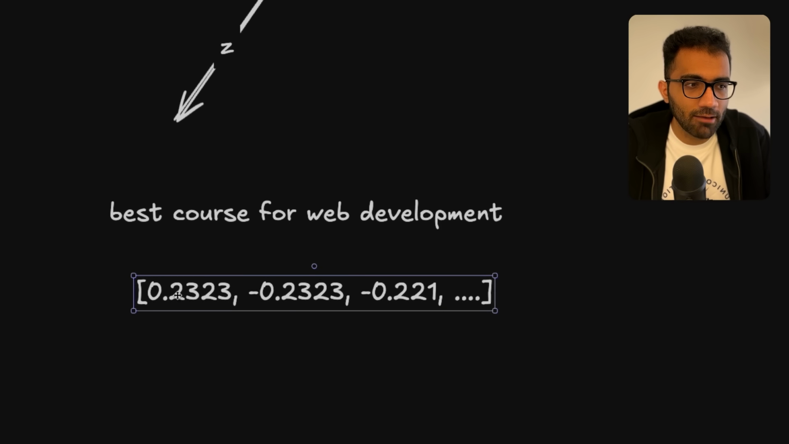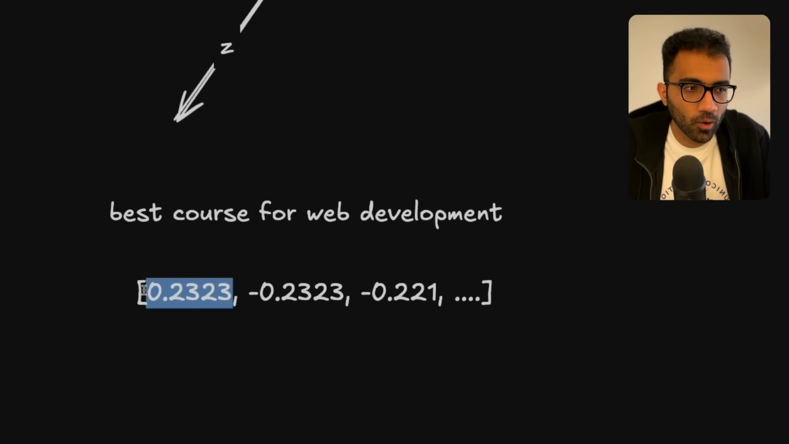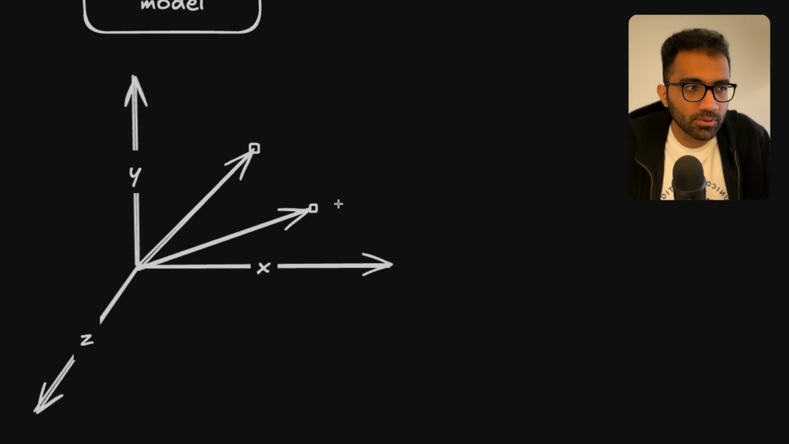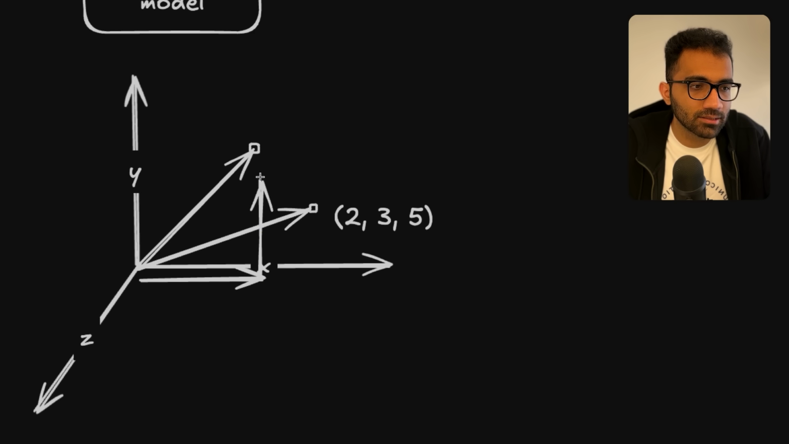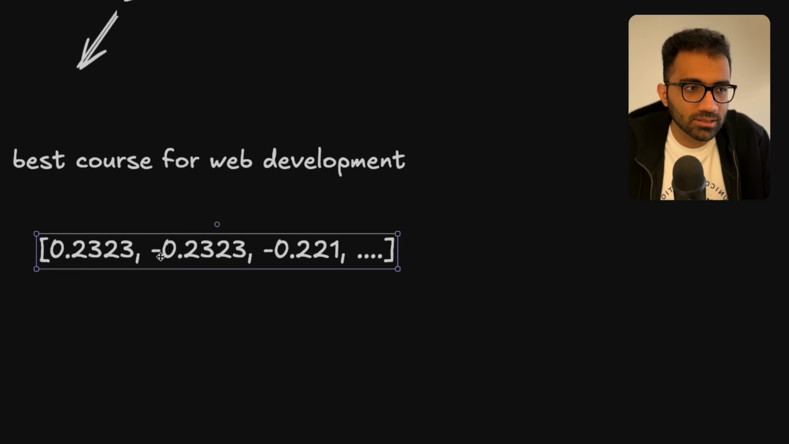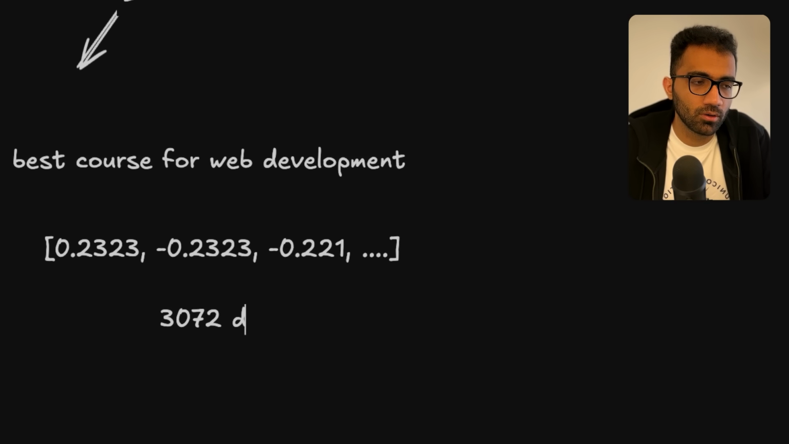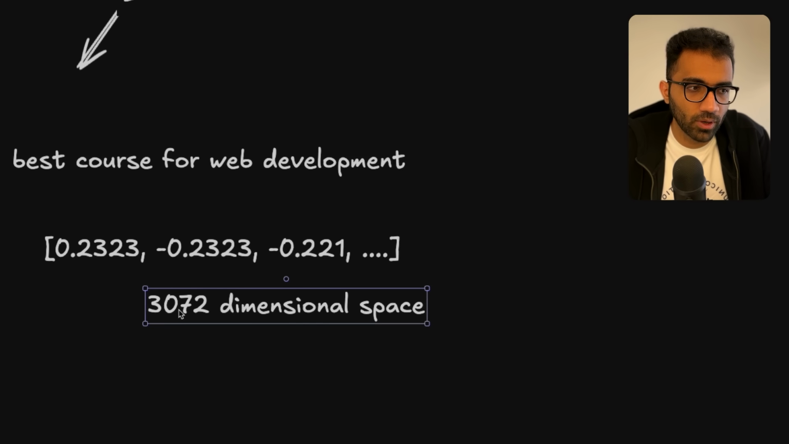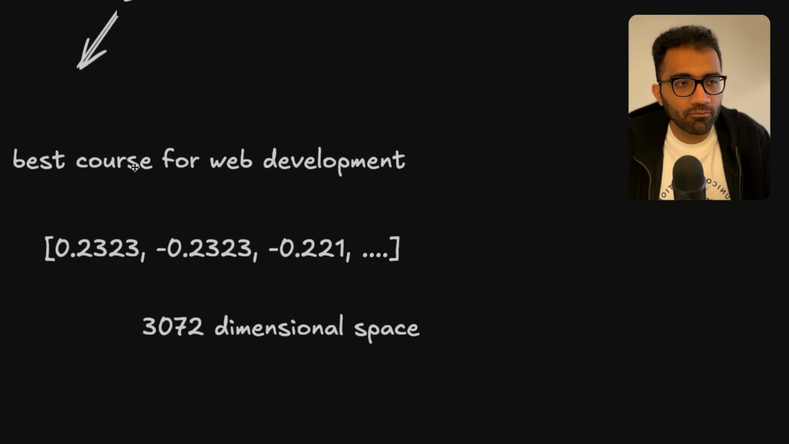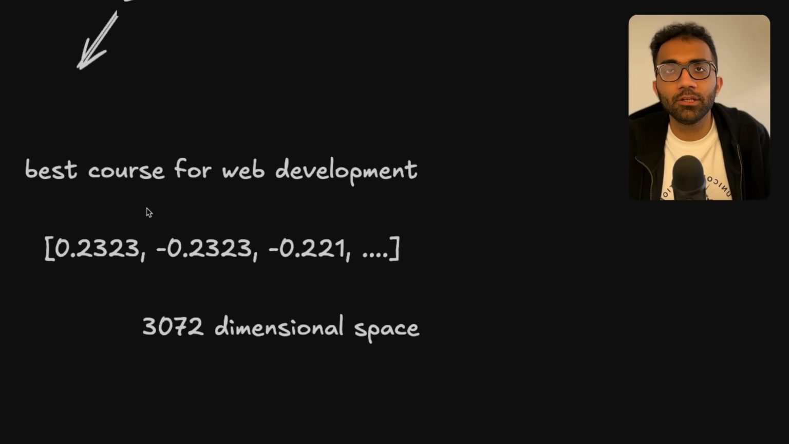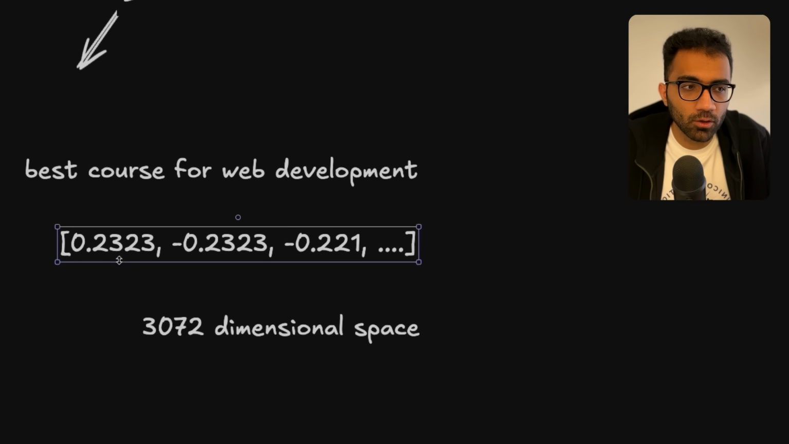Every single number, think of it as a coordinate. For example, if I had to represent this point, I could probably say 2, 3, 5. Let's say it's 2 on the x-axis, 3 on the y-axis, and 5 on the z-axis, in order to reach this point. Similarly, all of these numbers are coordinates in, let's say, a 3072 dimensional space. All in all, the core idea is that you have taken something in English, which we as humans speak, and converted it into math, which is something computers understand really well.